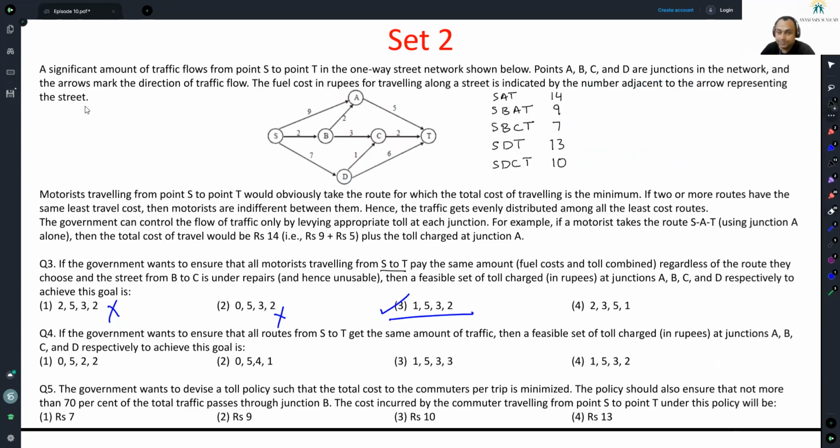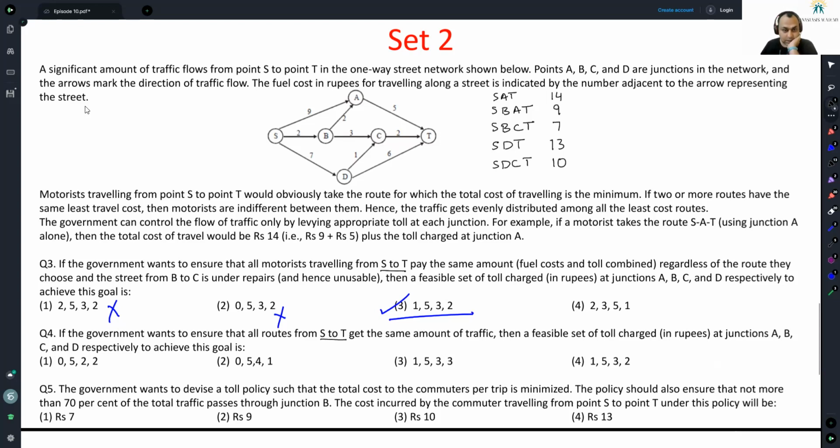Next question now. If the government wants to ensure that all the routes from S to T get the same amount of traffic, then a feasible set of toll charges at junctions A, B, C, D respectively to achieve the goal is... So it is basically the same question as the last one, just that BC is also in play. The SBCT route is also in play.